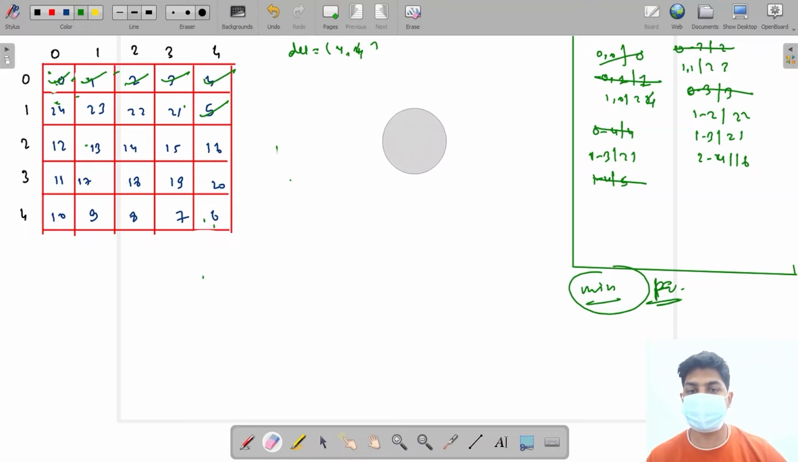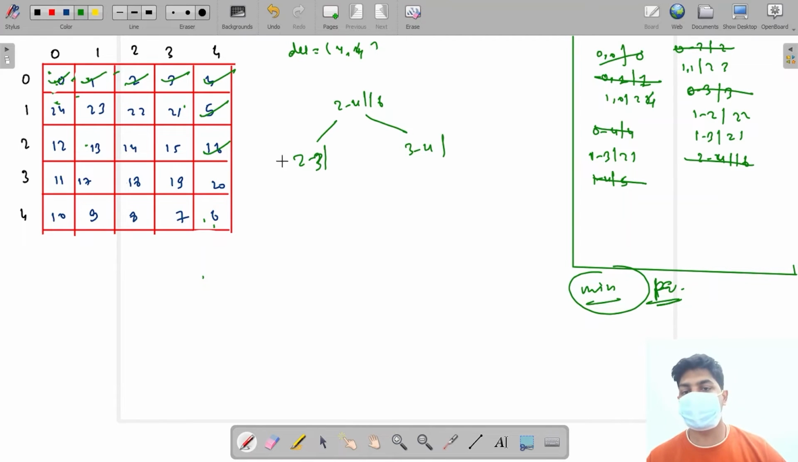Now let's remove the next element from the queue. So next minimum is 2 comma 4 with weight 16. Is it equal to destination? No. Mark as visited. From 2 comma 4 we can go to 2 comma 3, and we can go to 3 comma 4.